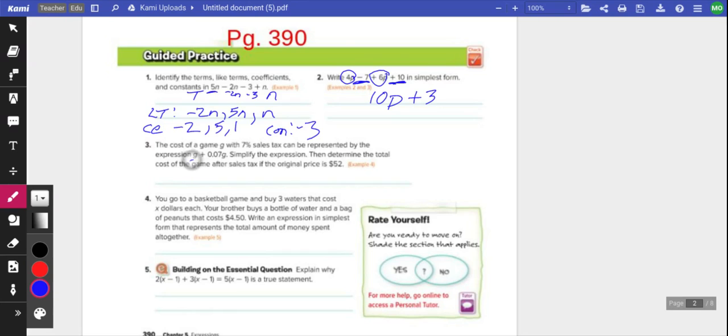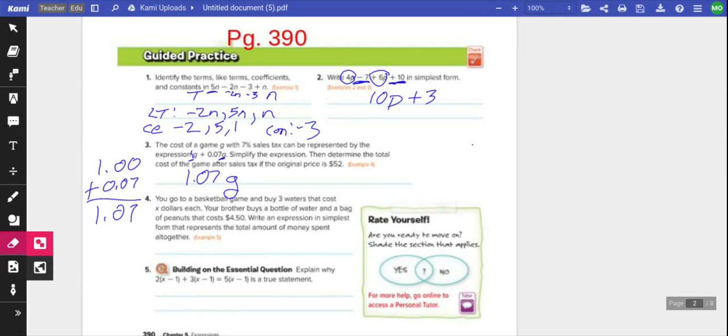So I have two G's here. I can combine those. Like we said, this is like an invisible 1 in front of that G. So if you take 1 and add it to your 7% as a decimal, you get 1 and 7/100. So 1 and 7/100 G.